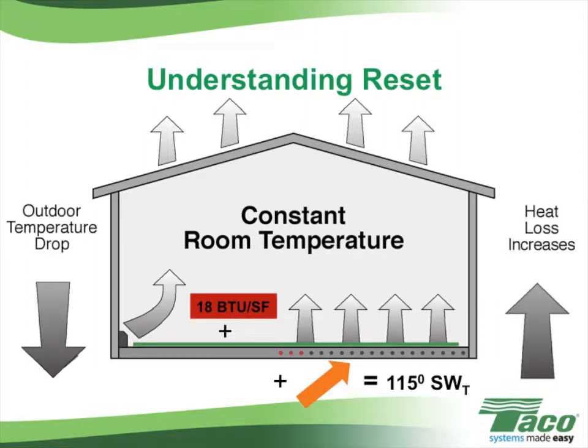Well, it should be obvious that the heat loss of the structure is based on the outdoor temperature. The colder the outdoor temperature, the greater the difference between the indoor room temperature and the outdoor temperature. The greater that delta T, then obviously the greater the heat loss of the room will be. So as the outdoor temperature goes down, the room's heat loss will go up. Conversely, when the outdoor temperature increases, the room heat loss will decrease.